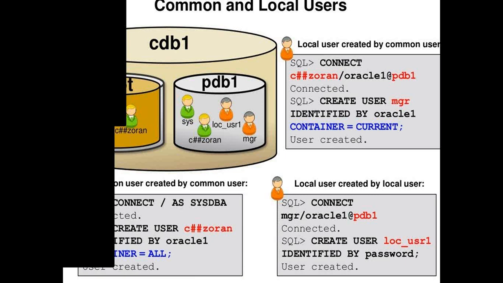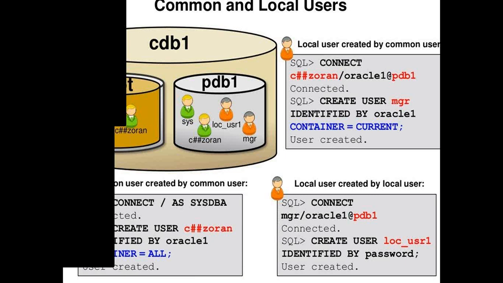It is mandatory that in the main container database you must use the C## prefix before creating any kind of user. So guys, here we are connected with the help of the C##Zoran user, and this user can create a user inside pluggable database 1. For example, create user mgr identified by oracle1. So we are going to create the mgr user whose password is oracle1, and container is equal to current. It means we are creating the mgr user inside pluggable database 1.